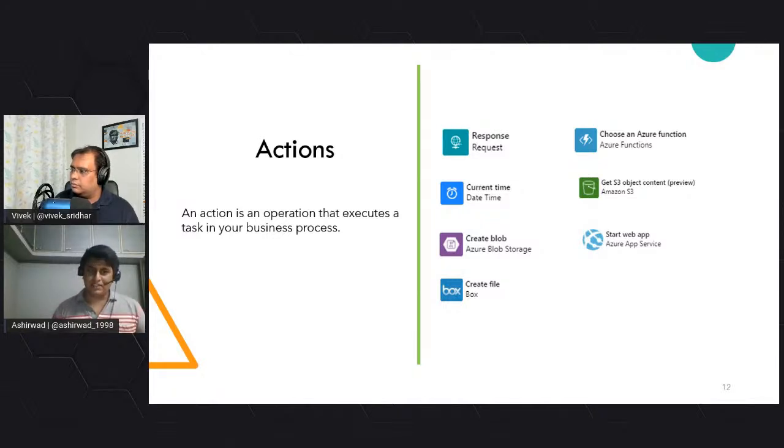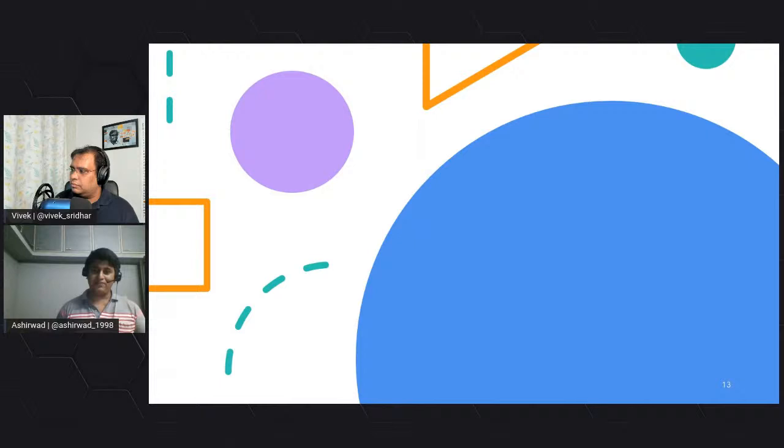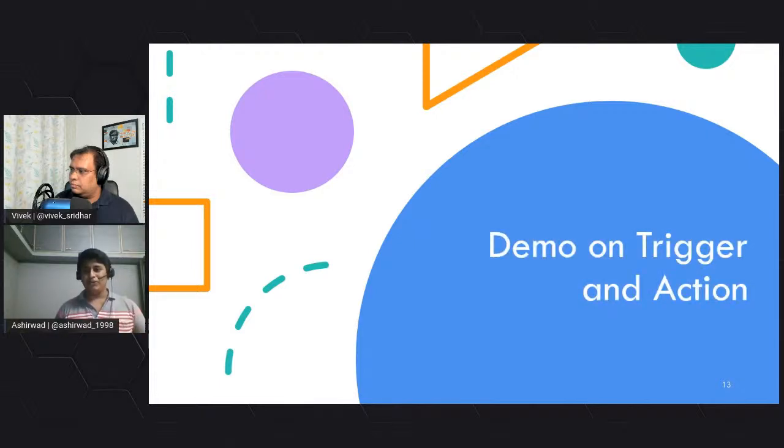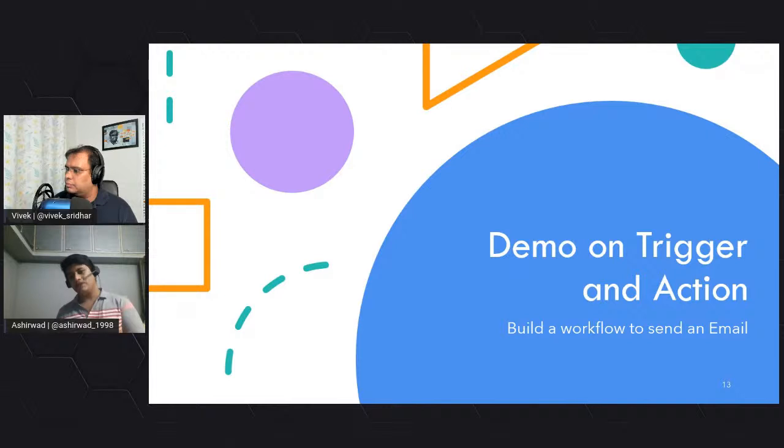So that's all about actions. We talked a lot about Logic Apps. Let's do some demos. We are going to quickly do a demo on triggers and actions by building a workflow to send an email. Then we are going to build on this particular demo to solve the problem statement that we discussed early on when we started the whole talk.